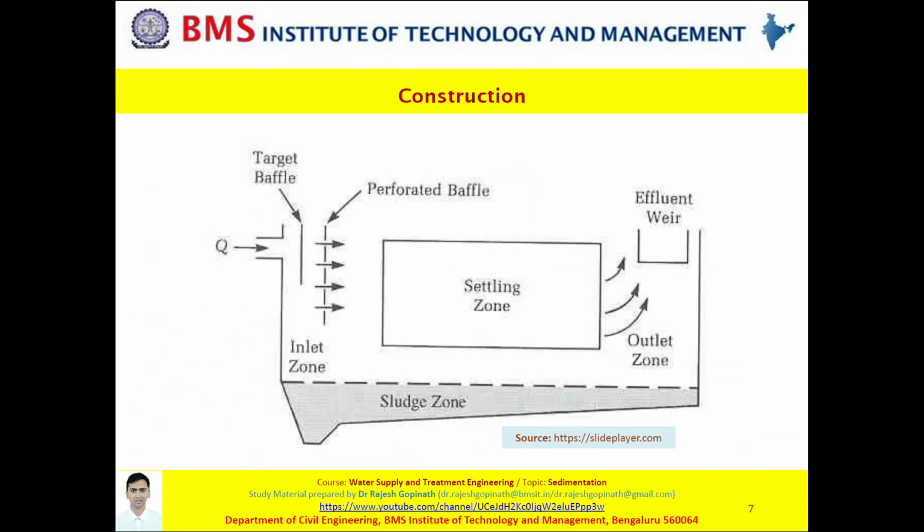Now I am showing you a very simple representation of the various construction parts of a sedimentation tank. If you can see along with me, you have inlet zone, settling zone, sludge zone, and also outlet zone. Also you can see certain addendums such as target baffle, perforated baffle, and effluent weir. Let us try to understand the parts of a sedimentation tank or a settling basin better by moving on to slide 8.